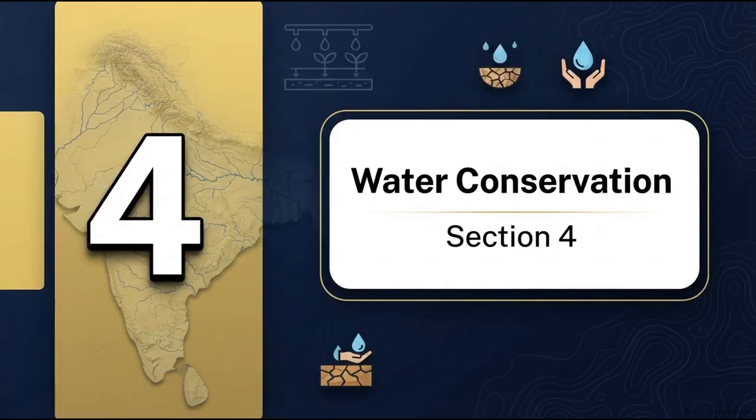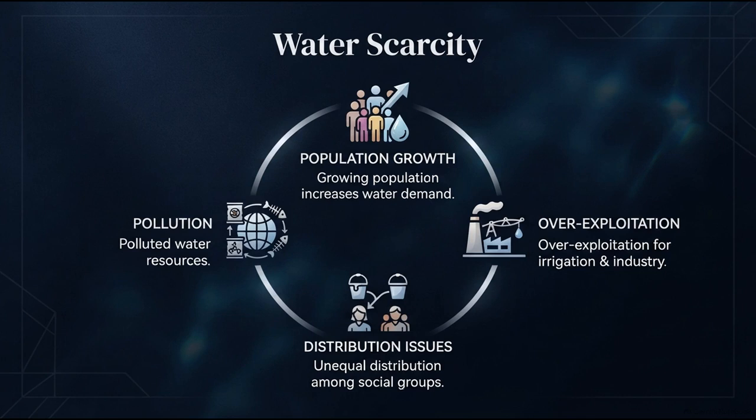All right, Section 4, Water Conservation and Scarcity. With agriculture demanding so much water across all these diverse terrains, we really have to shift our focus to the stark reality of water scarcity. What exactly is causing this? Well, your textbook outlines a few primary human-driven causes. First, our rapidly growing population just drastically increases the baseline demand. Second, we are heavily overexploiting our resources for intense irrigation and rapid industrialization. Add to that the unequal distribution among social groups and the tragic pollution of the freshwater resources we actually do have, and yeah, we face a severe crisis.